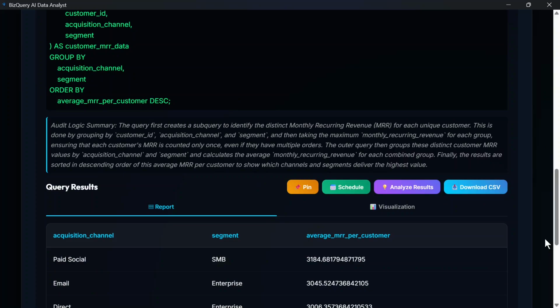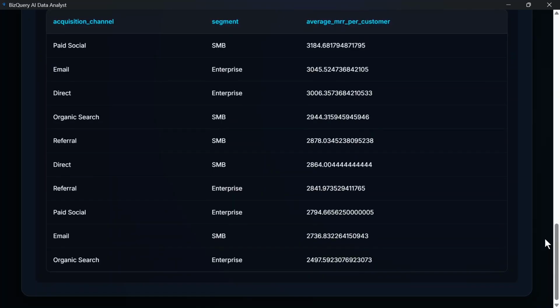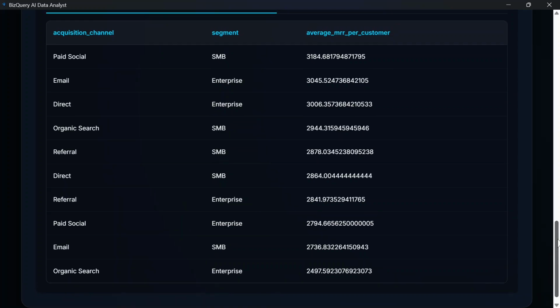By surfacing the MRR-per-customer metric, the RevOps user is identifying which channels provide high-value cohorts that fuel sustainable scaling versus those that contribute to churn-heavy, low-value growth. The analysis of the BizQuery Central Brain dataset confirms that paid social for the SMB segment generates the highest MRR per customer, $3,184.68, while organic search for enterprise brings in the lowest, $2,497.59. This is a counterintuitive finding that challenges the common assumption that organic is always the most efficient channel.